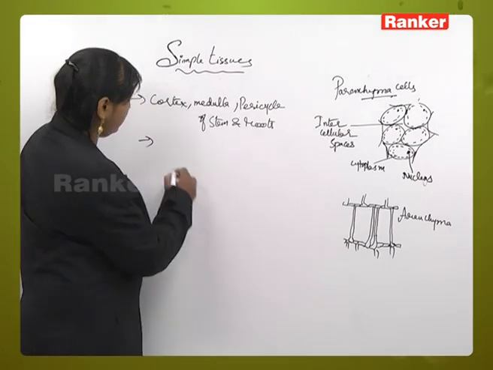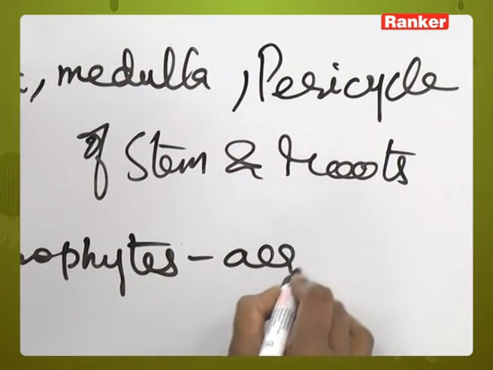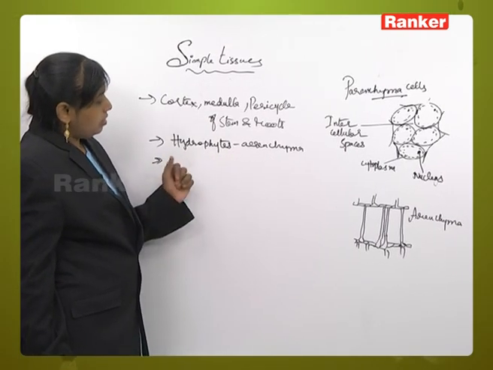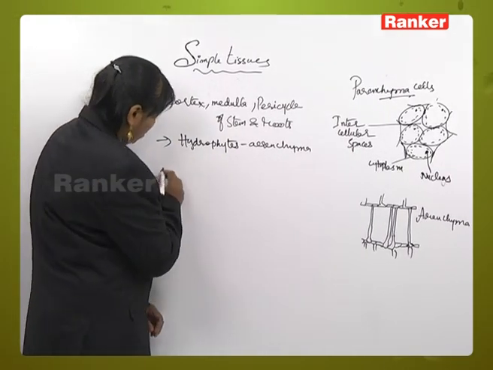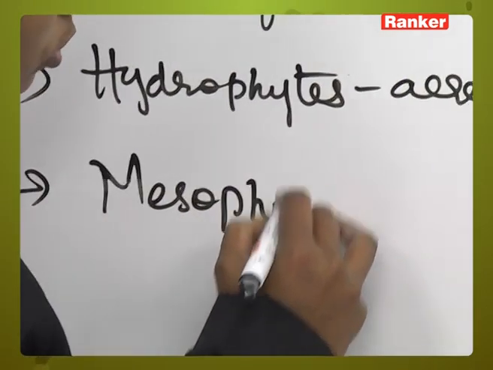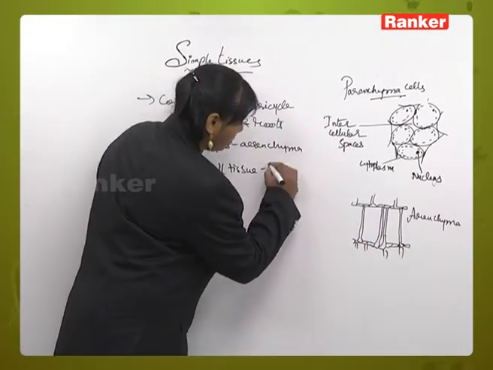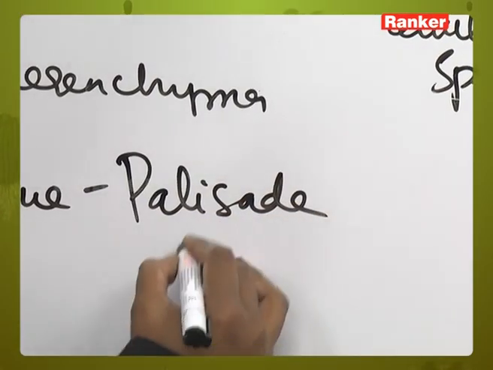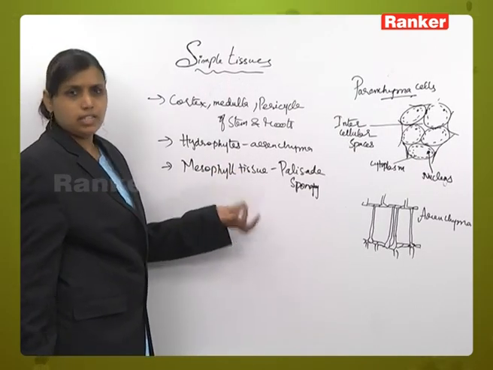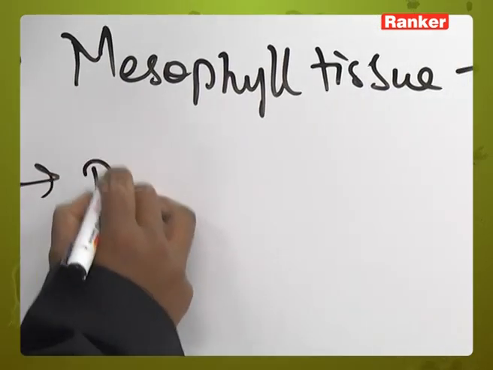It occurs in hydrophytes in the form of parenchyma. It is also present in mesophyll tissue. What is mesophyll tissue? As you may know, mesophyll tissue is made up of palisade tissue and spongy tissue. The tissue which helps in the construction of palisade and spongy tissue is made up of parenchyma cells, and also the pulpy part of the fruits.